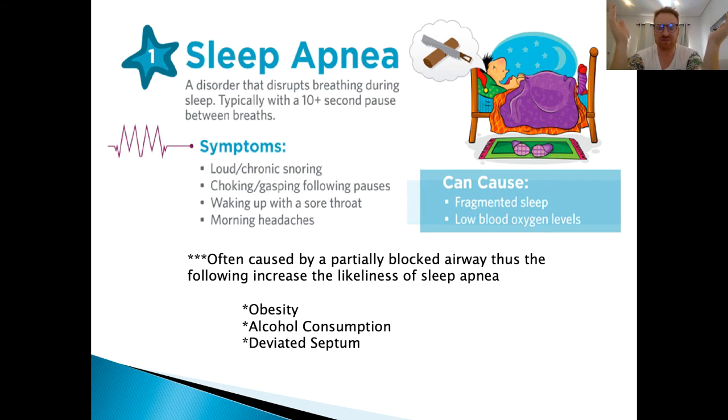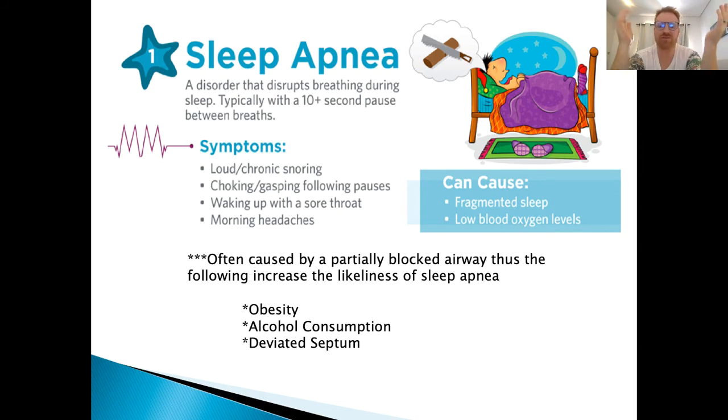Some of the symptoms we see are people who have really loud chronic snoring. And I don't just mean they kind of snore. I mean it's like a grizzly bear. If you've ever been next to somebody who has sleep apnea, you know what I'm talking about. They sometimes will have a choking or gasping sensation after the pauses because their brain is waking them up to say, hey, idiot, you're not breathing. And so they wake up just enough to take that gasp of air before they fall back asleep.